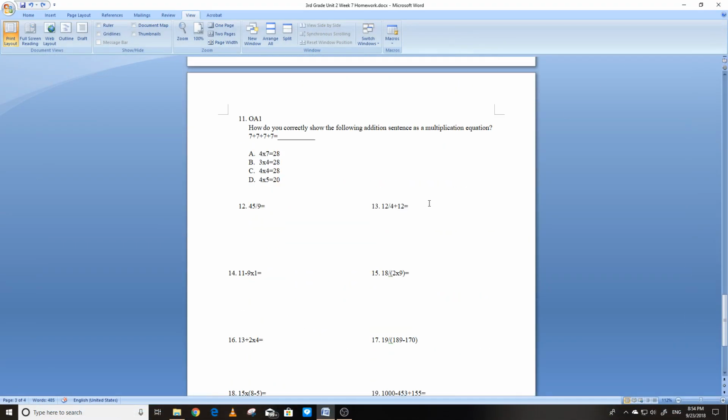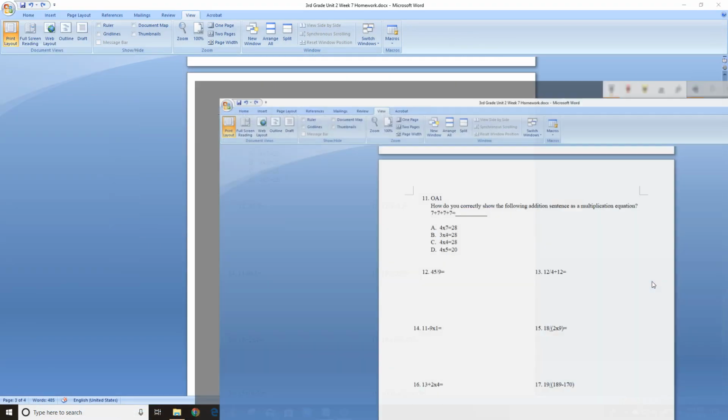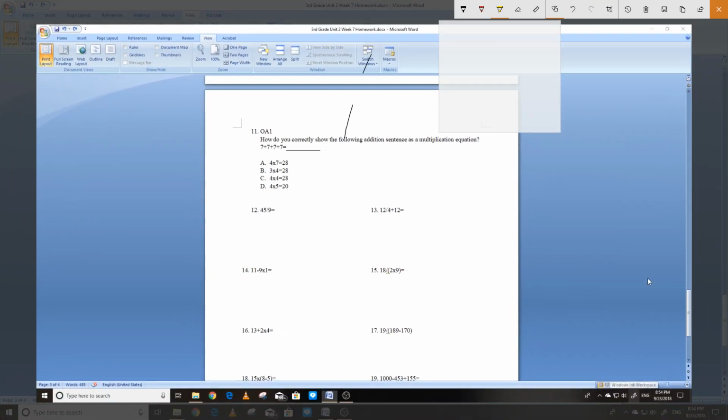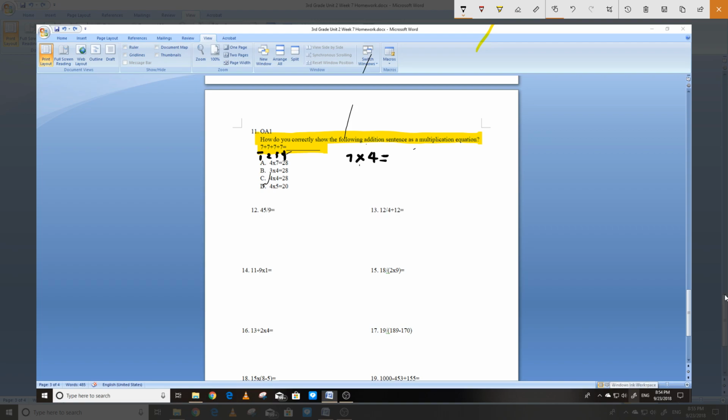Let's take a quick look at number 11. Number 11 says, how do you correctly show the following addition sentence as a multiplication equation? 7 plus 7 plus 7 plus 7 equals. The first thing we do is take the number that's repeating itself, write it as the first multiplication number, 7, then write the multiplication symbol. Then count how many times 7 repeated itself. 1, 2, 3, 4. 4 times. 7 times 4 equals something, right?